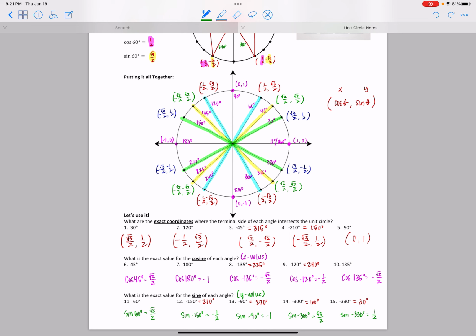Don't freak out about having to memorize it yet. Just do your best to wrap your brain around how we built it, what we used to build it, and how we can use it. And then as we move forward, we'll get practice in. Hopefully this will sink in a little bit better.